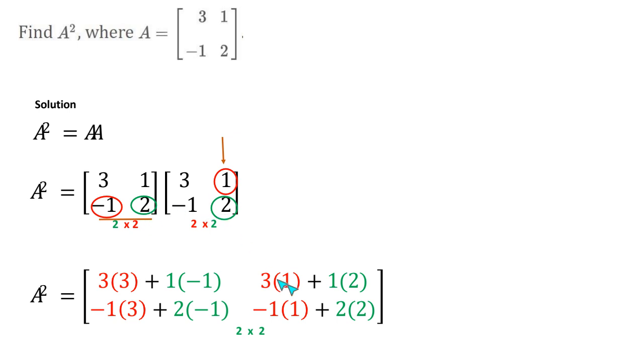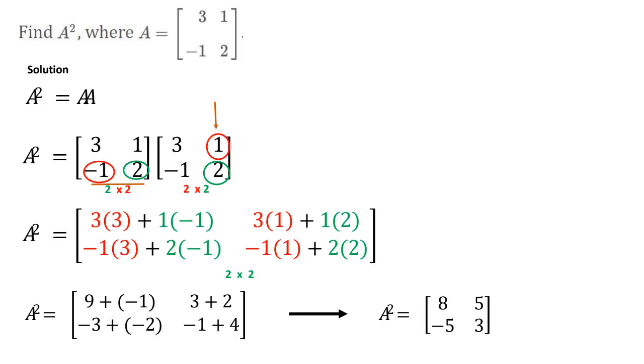So if we simplify, we get 3 times 3 is 9. 1 times negative 1 is negative 1. 9 plus negative 1 will give me the 8. And then the second number is 3 times 1 plus 1 times 2, so 3 plus 2 is 5. And then we have negative 1 times 3, which is negative 3. 2 times negative 1 is negative 2. If we add these, we get negative 5. And then the last one is negative 1 plus 4, which would be 3. Okay, so that is multiplication.